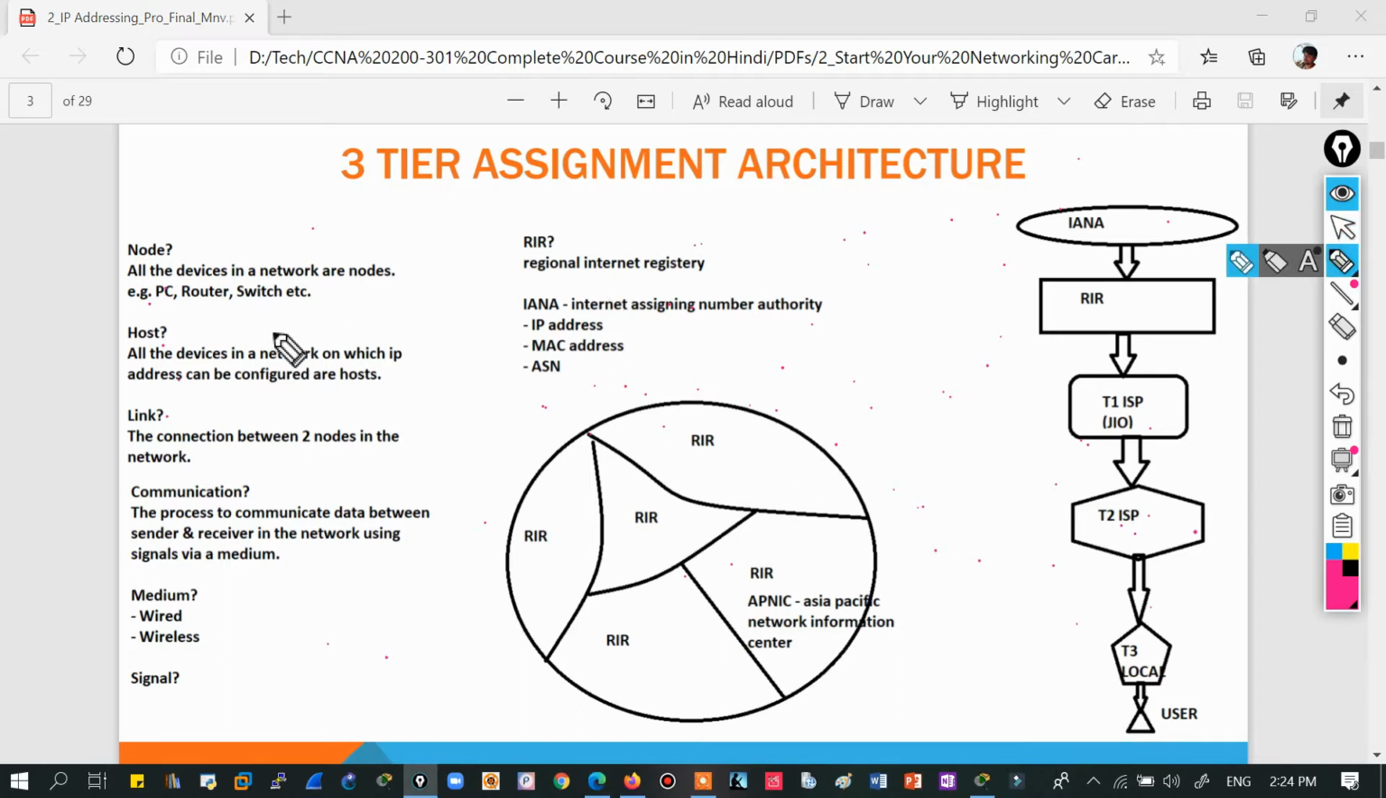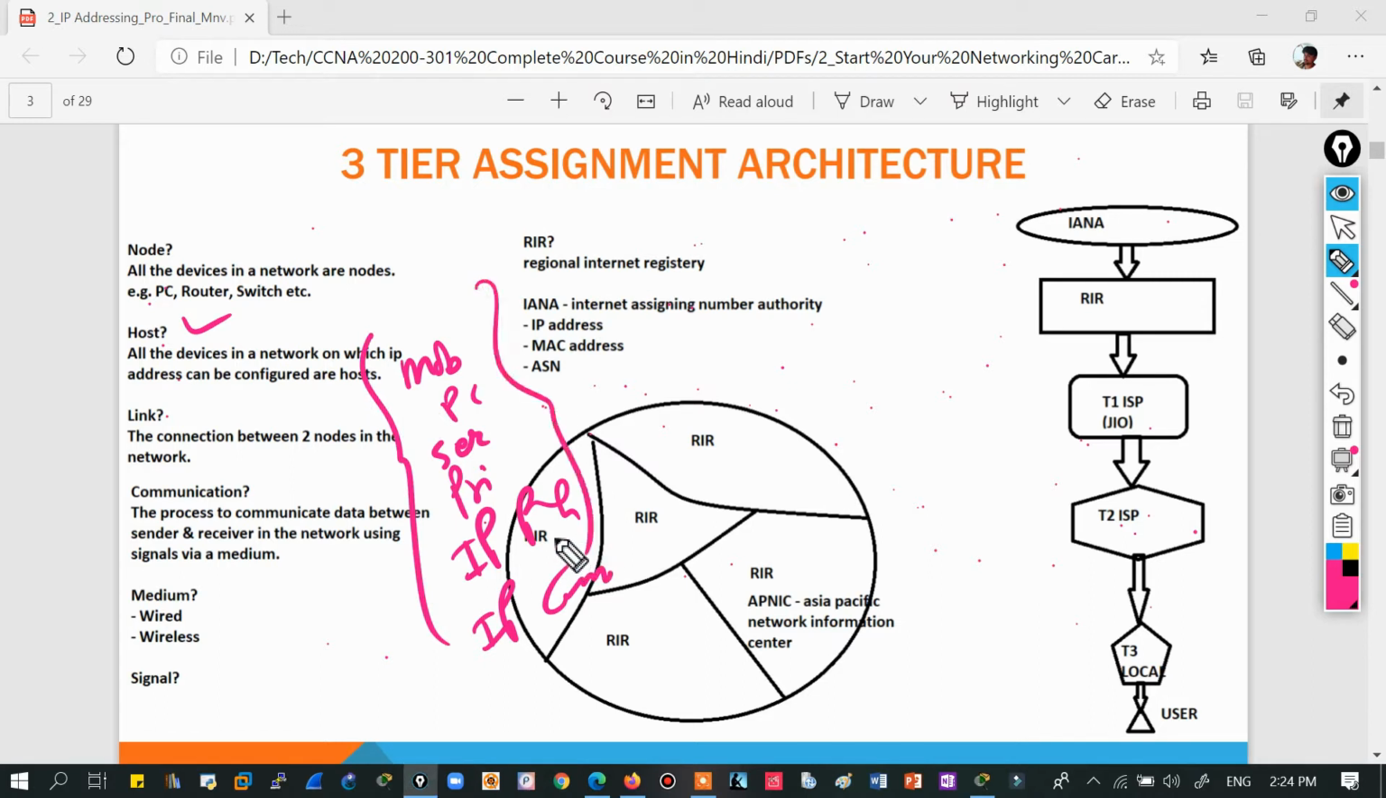So what we have covered: what is a host? All of the devices in a network on which IP can be configured. It can be your mobile, your PC, a server, a printer, an IP phone, an IP camera, etc. Any device on which IP can be configured. Alright. Then what are nodes?